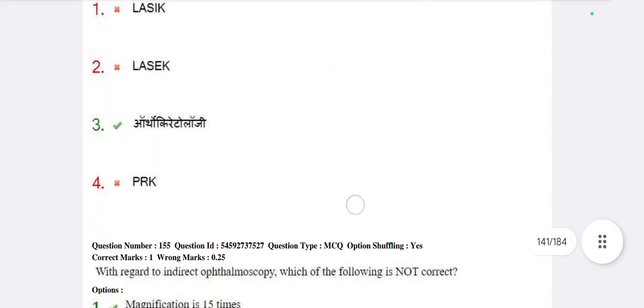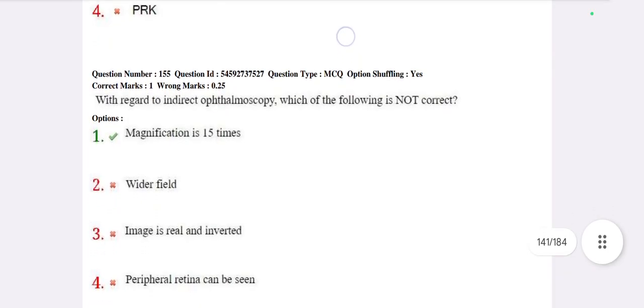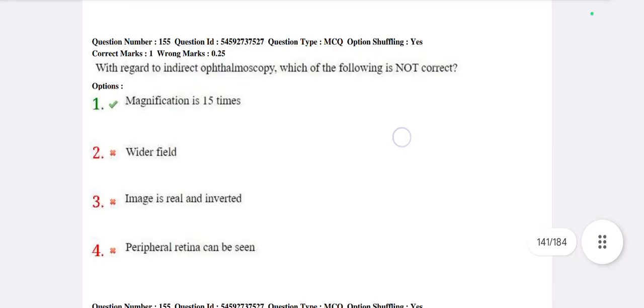Our next question is with regards to indirect ophthalmoscope, which of the following is not correct? First, magnification is 15 times. Second, wider field. Third, image is real and inverted. Fourth, peripheral retina can be seen. Correct answer is magnification is 15 times.